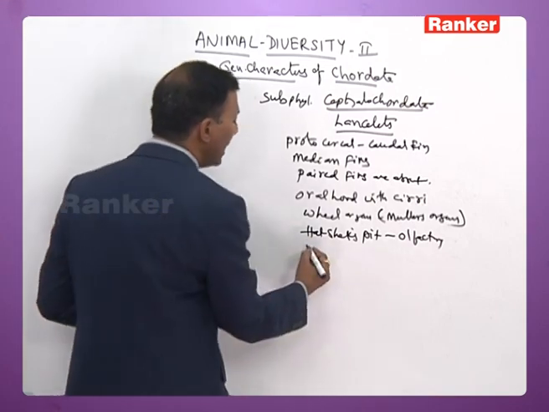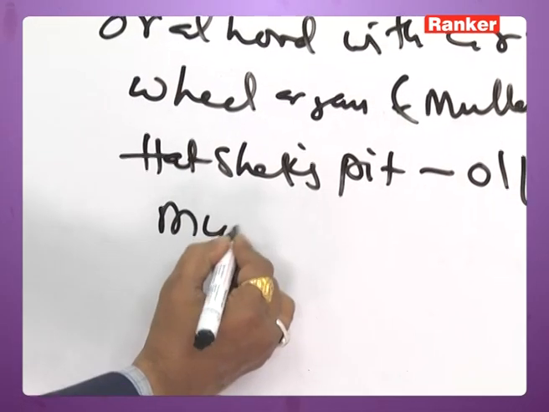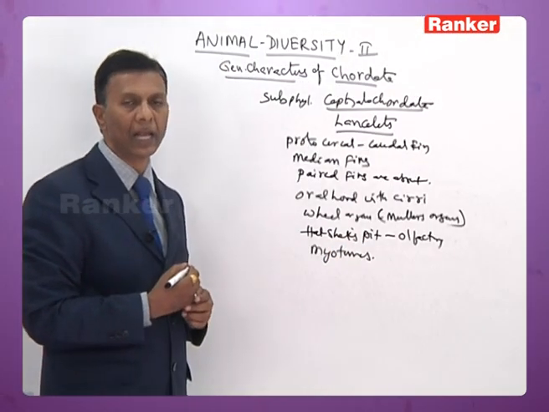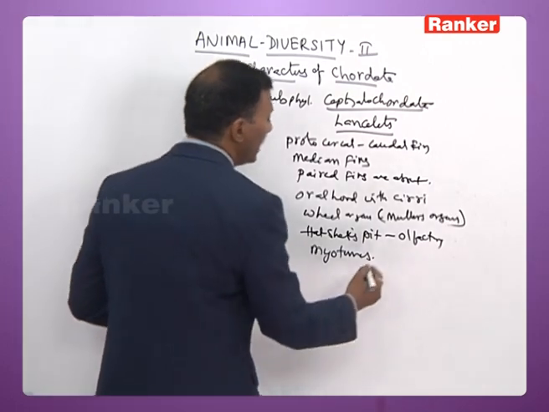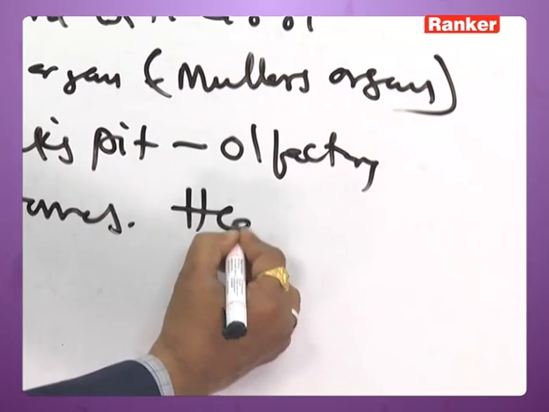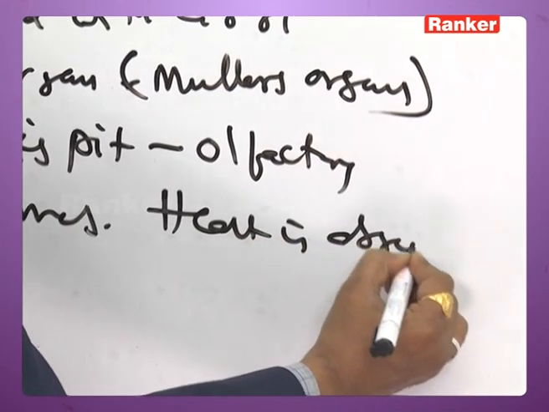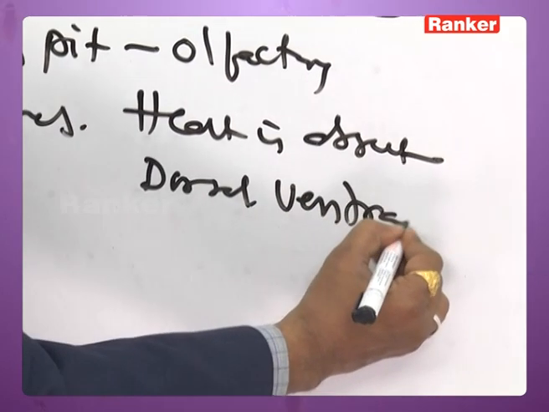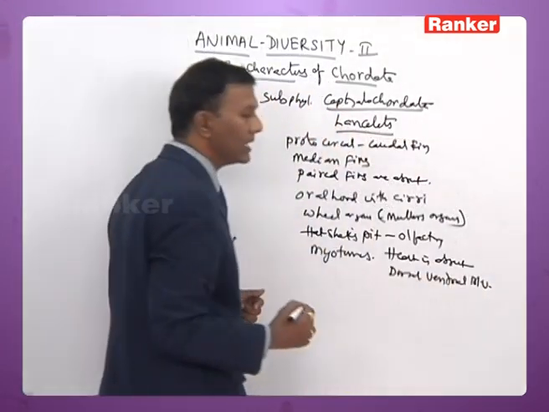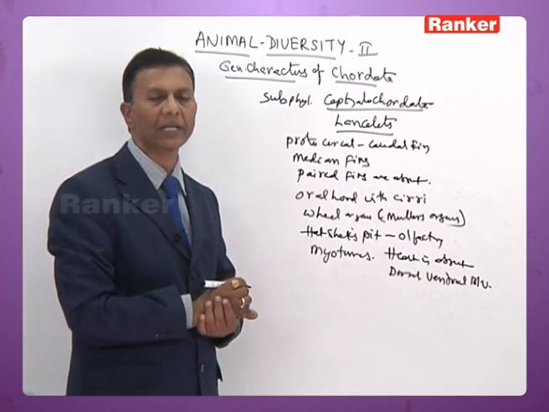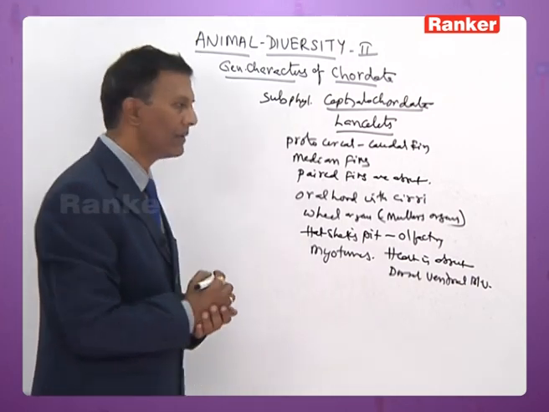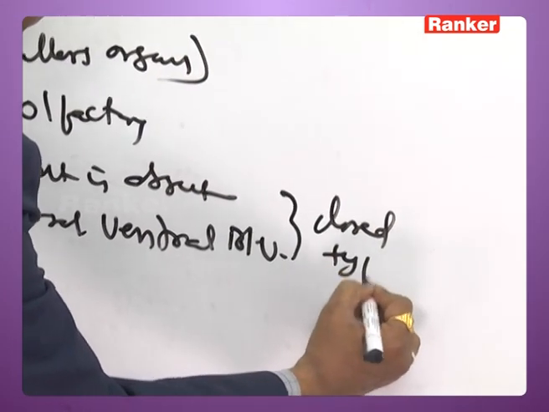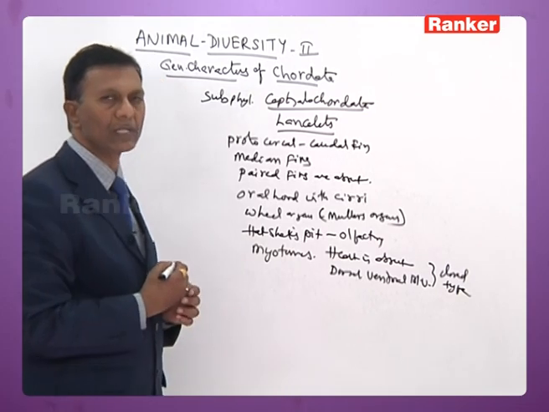They have got segmentally arranged muscles called myotomes. Then in this, heart is absent. However, dorsal and ventral blood vessels are present. Heart and respiratory pigment are absent, but they've got dorsal and ventral blood vessels. So the blood vascular system is closed type.